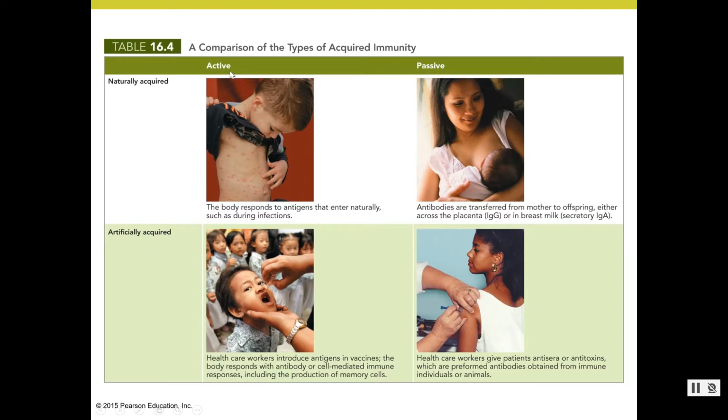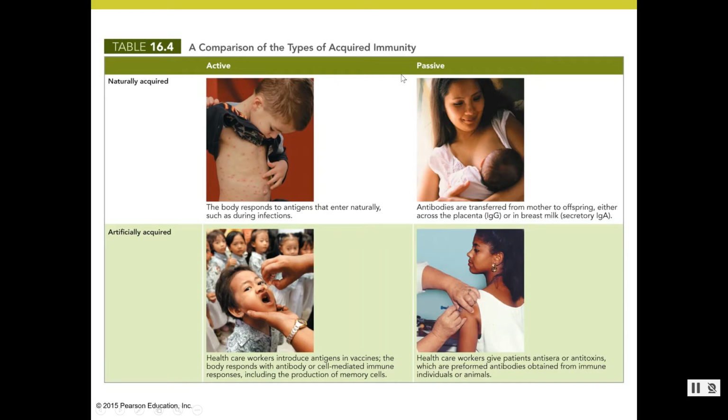Now, is the immunity active or passive? Active means my body made the antibodies. Passive means the antibodies were made by someone else and given to me. Okay, so active, I made the antibodies. Passive, somebody else made the antibodies and they were given to me. So we can make a chart and put these into different categories. If I have naturally acquired active immunity, I came in contact with a pathogen. I may or may not have gotten sick, but my body made antibodies. That's naturally acquired active immunity.